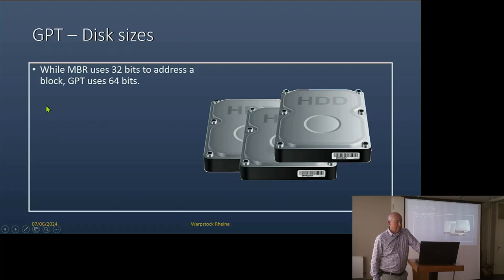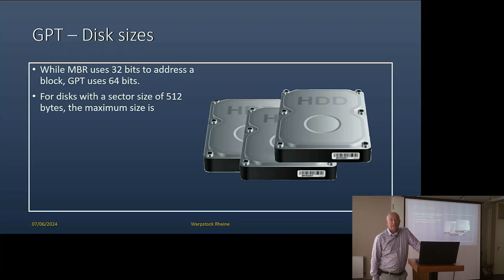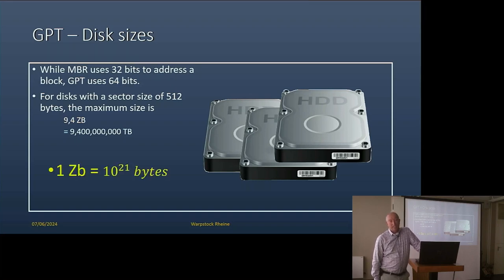Okay, disk sizes. While MBR uses 32 bits, GPT uses 64 bits. So with a sector size of 512 bytes, the maximum size is 9.4 zettabytes. How big is a zettabyte, you say? Well, that's 9.4 thousand million terabytes. A zettabyte is 10 to the power 21 bytes. That's a lot. So you can fill in all your tax forms quite easily and save them.